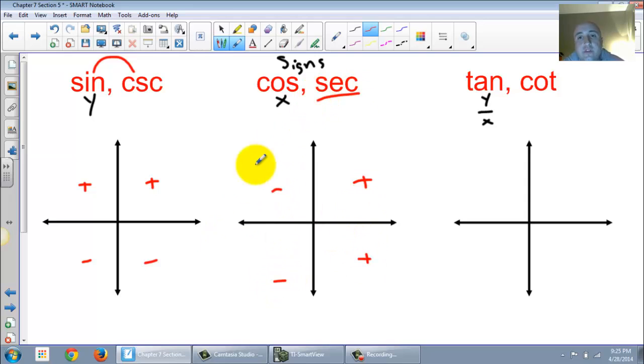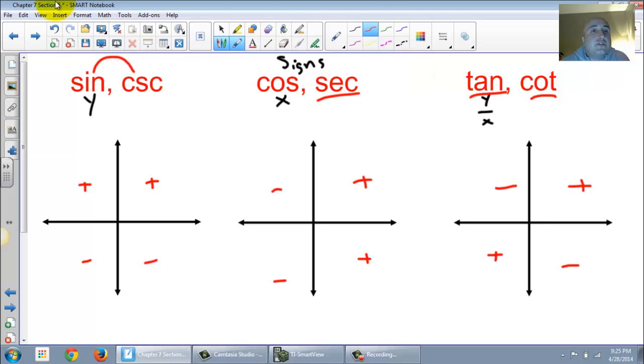Same thing with secant. And remember, tangent is y divided by x. So positive divided by positive is a positive. Positive divided by a negative is a negative. A negative divided by negative is a positive. And negative divided by positive is negative. So tangent and cotangent are together. That means their signs are the same as well.